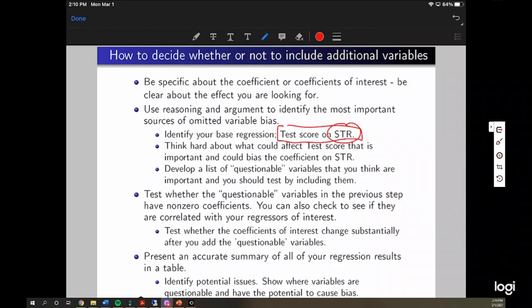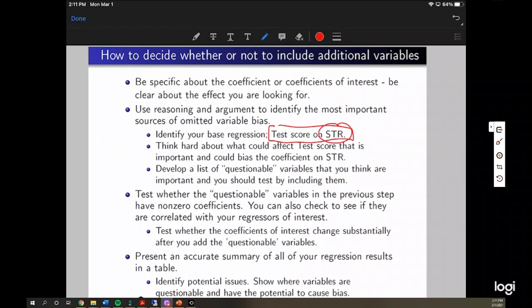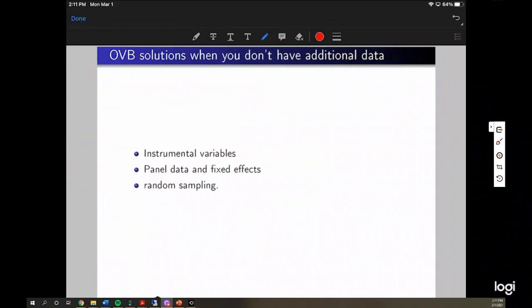You want to present an accurate summary of all your regression results in a table, and then identify potential issues, and then make a case for why your preferred specification is the one. Well, you want to argue for why you've chosen your preferred specification.